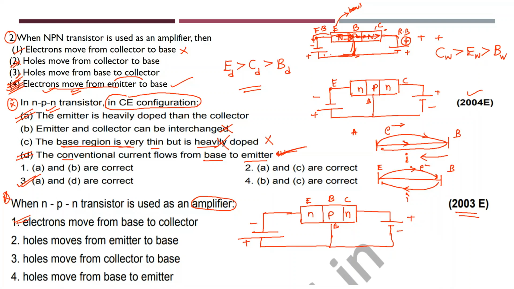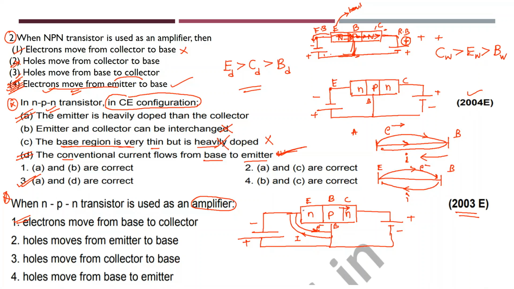Now I know that in the emitter base region, electrons will move from emitter to base, and current will flow from base to emitter. Current is flowing, these are electrons in motion. Now what are the options he has given? The first option is electrons move from base to collector. He is telling that electrons are moving from base region to collector region.